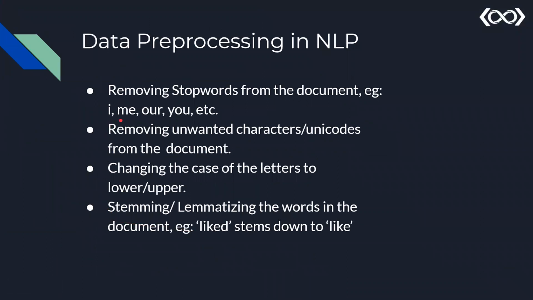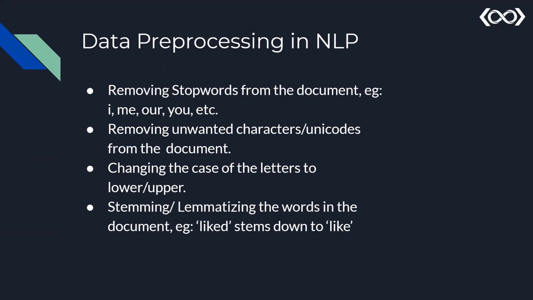So the first and utmost part that we perform in NLP is data preprocessing. The first task is to remove stop words from the document. Stop words are basically I, me, or, are, you, etc. The reason behind removing stop words is that these words are used in all types of sentences, whether positive or negative. So I cannot use them as a feature to classify whether a sentence is positive or negative, right? Because they don't carry the actual meaning of the sentence.